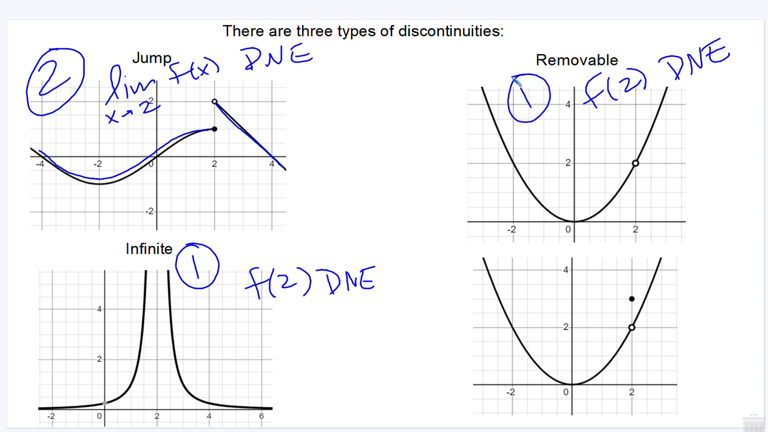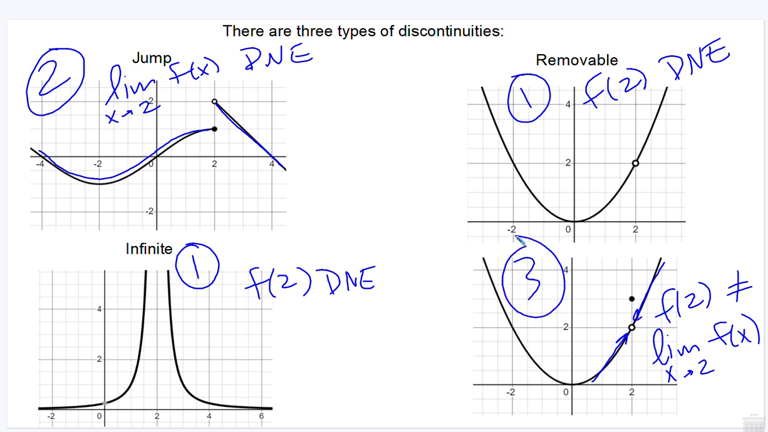So this one doesn't meet the first criteria again. But for the removable one that's below, f of 2 does exist, right? We have a point there. (2, 3) is the point. And the limit also exists. The limit is equal to 2 from the left side and from the right side. We're approaching the same thing, right? But f of 2 does not equal the limit as x approaches 2 of f of x. It doesn't meet the third criteria. So it's still a discontinuity, right? You'd still have to pick your pencil up if you were to try and draw that function.